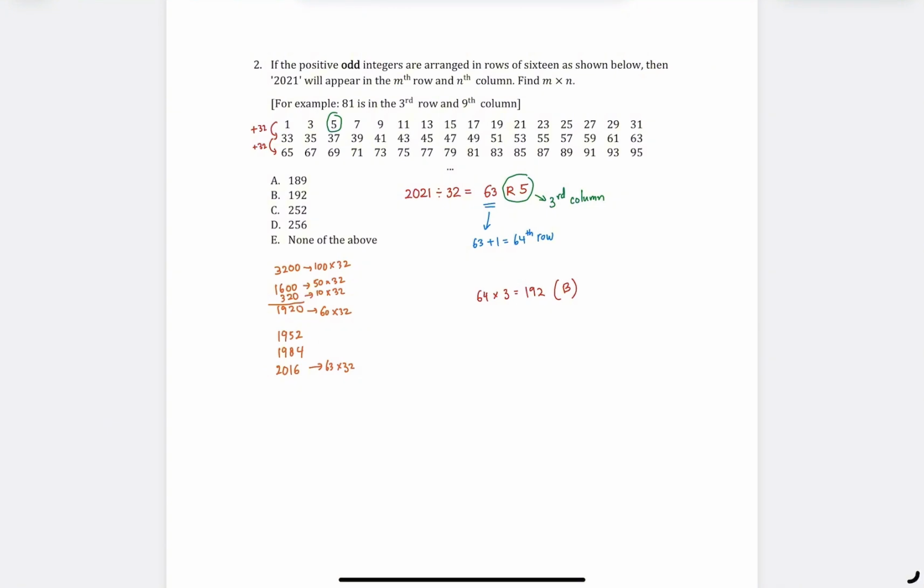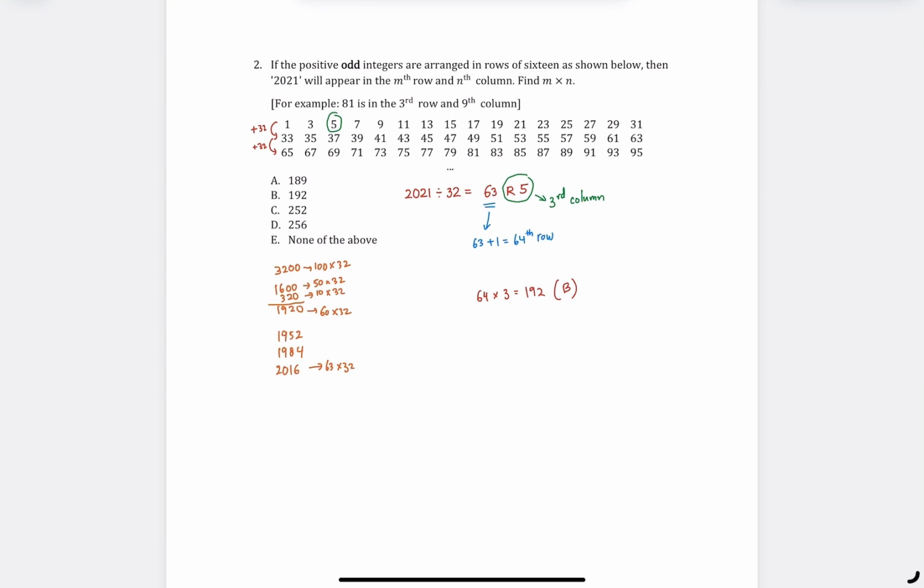Okay, in this case, since we only have odd numbers, the 5 here will be the number 5 over here, which is the third column. The number of rows is not 63, because we have 63 rows and then an extra of this remainder 5, so that means it will be the 64th row. They ask us to find what is m times n. So m times n will be 192.